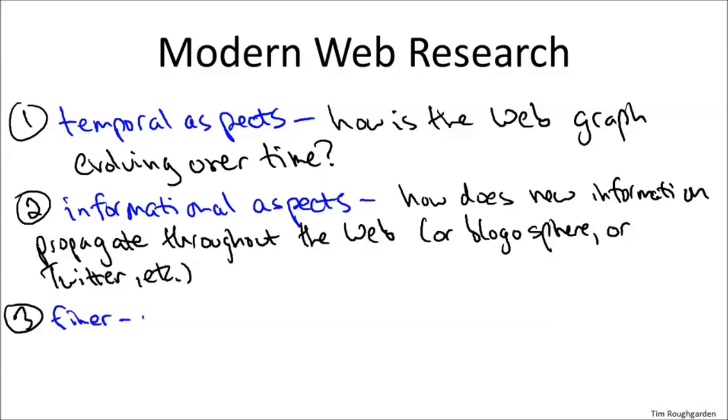So a second issue is to think not just about the dynamics of the graph itself, but the dynamics of information that gets carried by the graph. And you could ask this both about the web graph and about other social networks like, say, Facebook or Twitter.